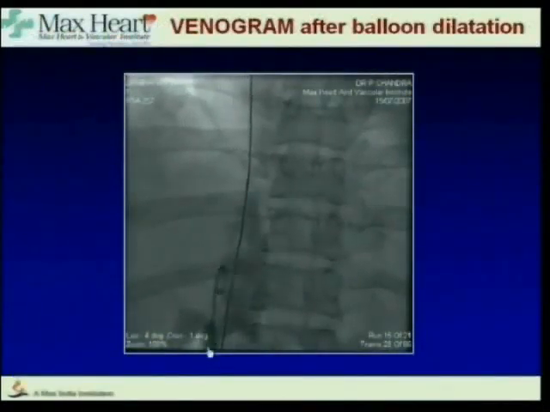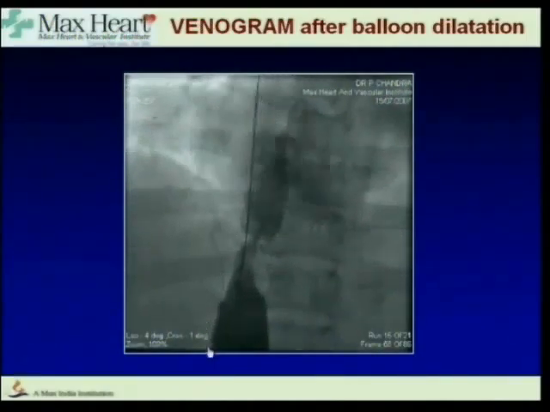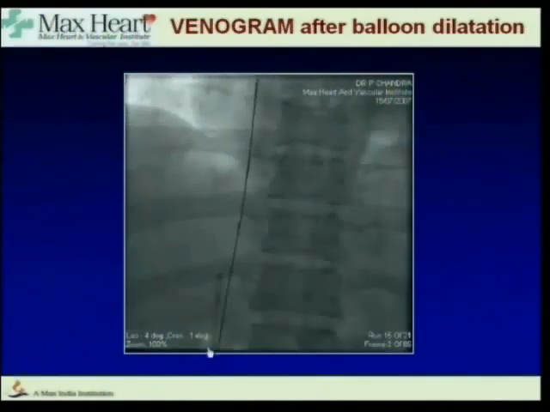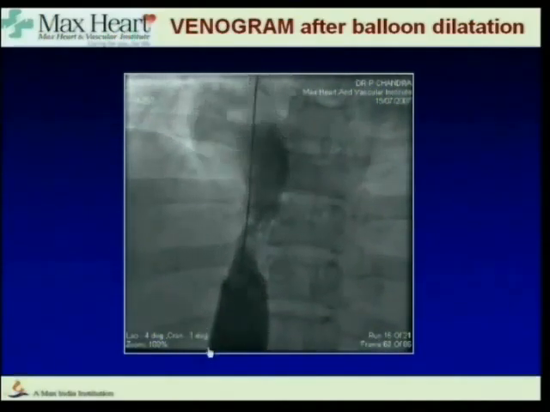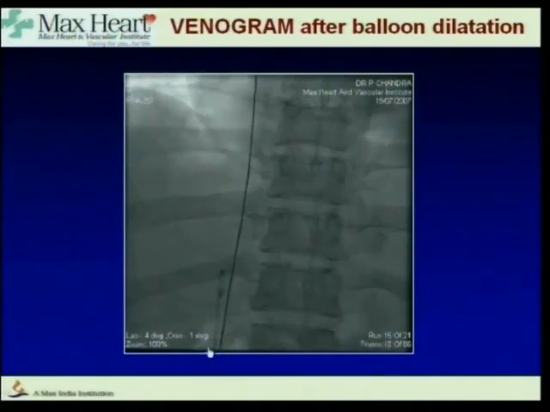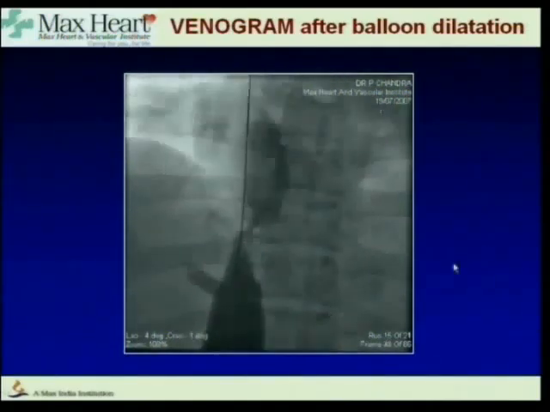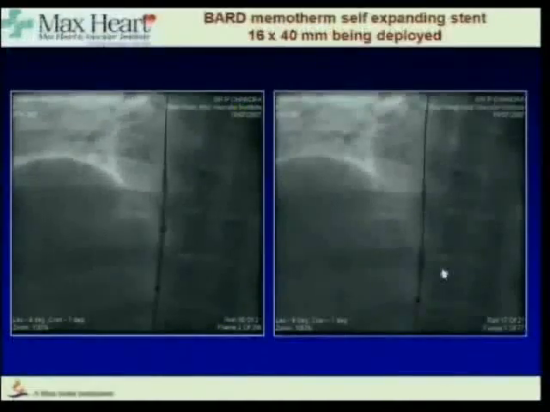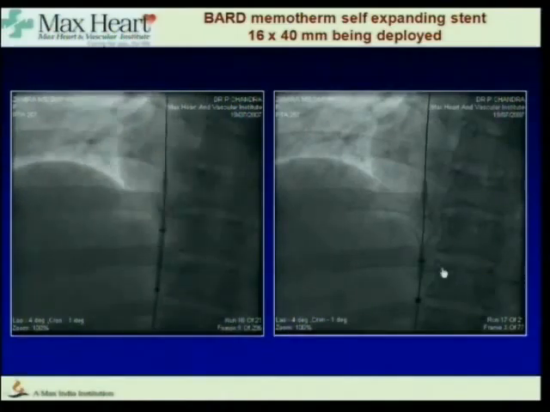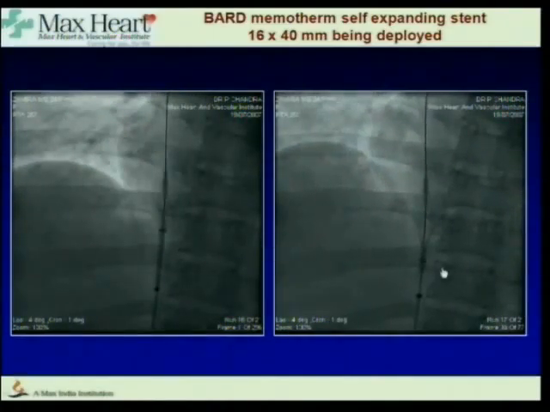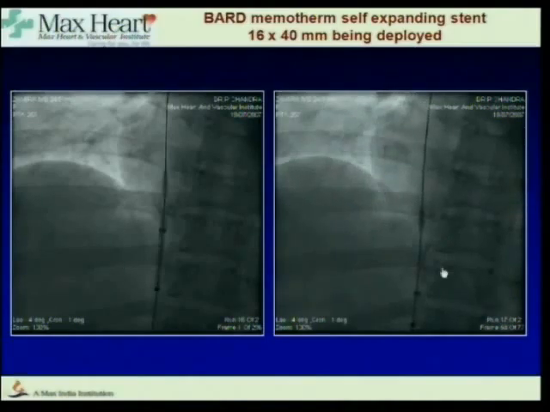The venogram after the balloon dilatation showed that we had recanalized the IVC, and there was enough access for the stent to then cross over. So a self-expanding stent was taken, 16 by 40 millimeters, and that was deployed across this occlusion. That's the stent being deployed.